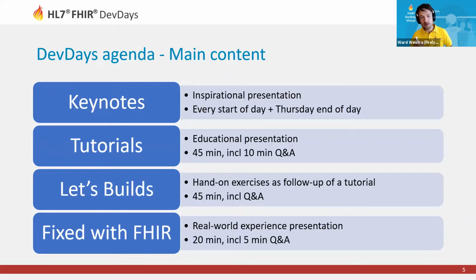And then the meat of the conference is really tutorials, Let's Build, and Fix with Fire. Tutorials are educational presentations. They're 45 minutes long, and some expert from the community will generally talk on one of the core concepts of FHIR, like the FHIR API or how to model data in FHIR. These kinds of things are all tutorials, 45 minutes long, including a 10-minute Q&A where you can ask any of your questions. So they will have a lot of information coming your way.